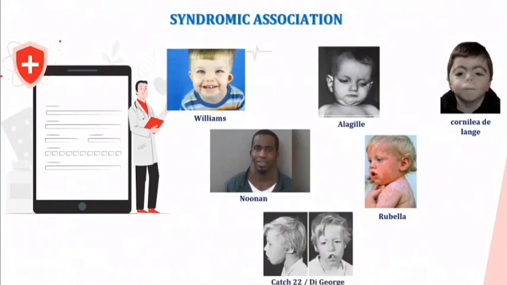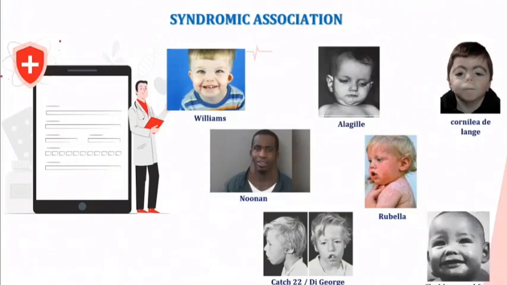And CATCH22 or DiGeorge, it is association of RVOT obstruction with TOF. Here it is a conotruncal anomaly and velocardiofacial syndrome, and it is most often associated with other neural tube migration defects. Therefore, the child in this picture shows a cleft lip and cleft palate, which is because of abnormal neural crest cell migration. And chubby round face, where we expect a dysplastic pulmonary valve.